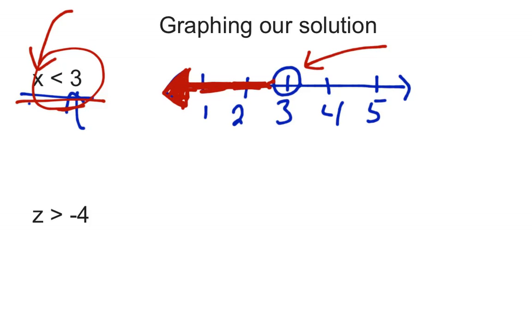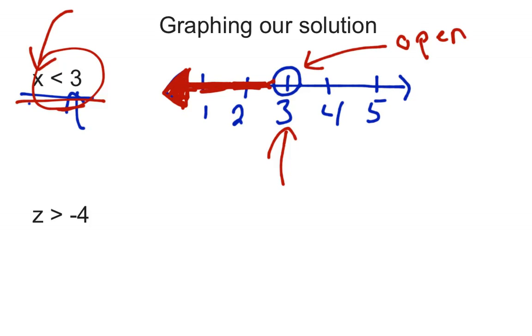Since it says x is less than 3, we have to ask ourselves, can x actually be 3? In this case the answer is no. 3 is not an answer. X cannot be 3 because it can only be things that are smaller than 3, things that are less than 3. So we keep that open because 3 is not actually an answer.